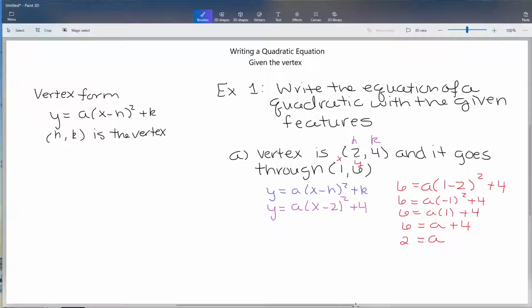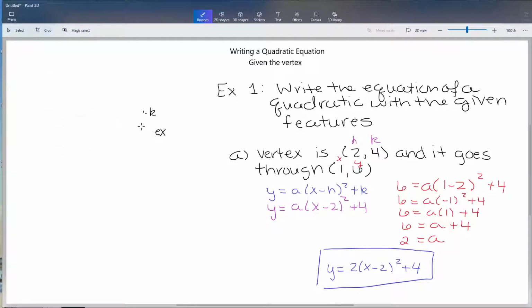Okay, then we're going to go back to our equation and we are going to plug in my a value. So a is 2, and I had x minus 2 squared plus 4. Okay, so my final answer would be this equation right here. Okay, let's do one more example like that. So we're going to use the exact same directions. We're just going to get some different information.